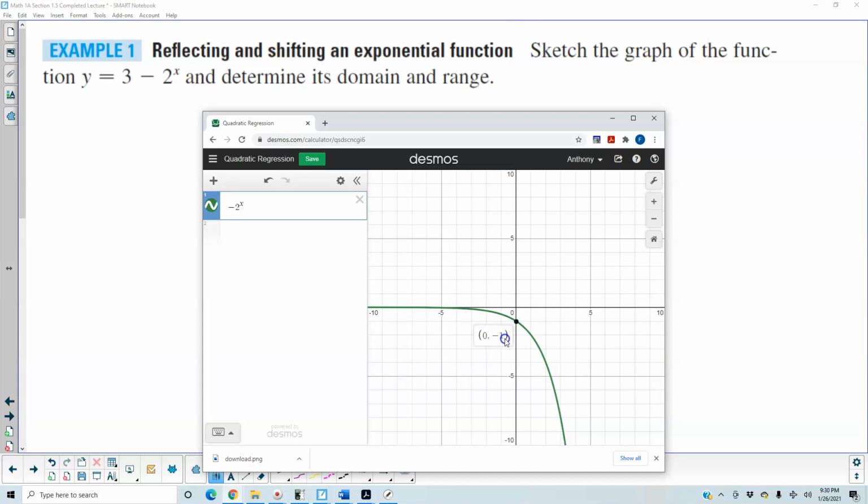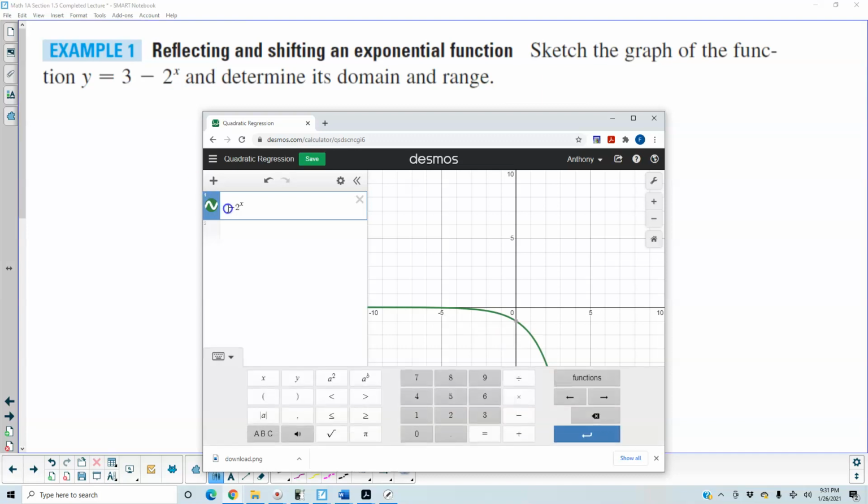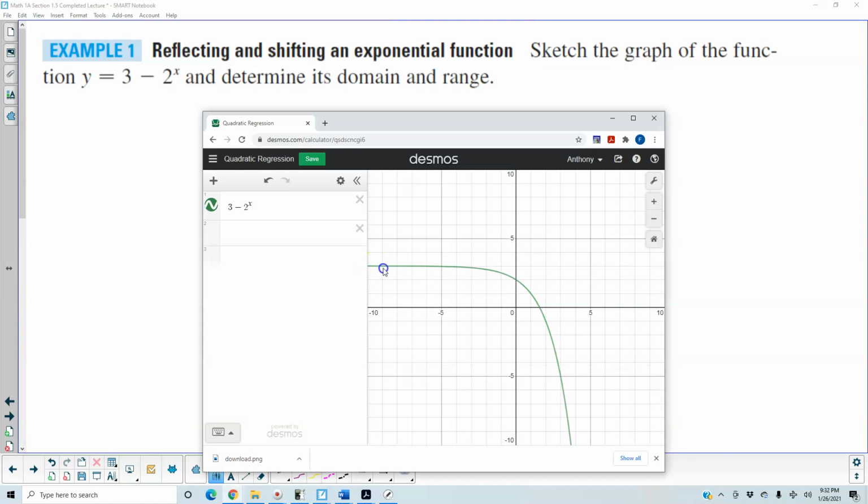Okay, now the next thing that we want to do is shift this up. How many units? Well, it's plus 3. So if we add 3 to that, that means that we shifted this up 1, 2, 3 units. So now if you look at the value of 3, it doesn't go above 3, which means we have a horizontal asymptote at 3. And so therefore, this is the graph of reflecting and shifting an exponential function.